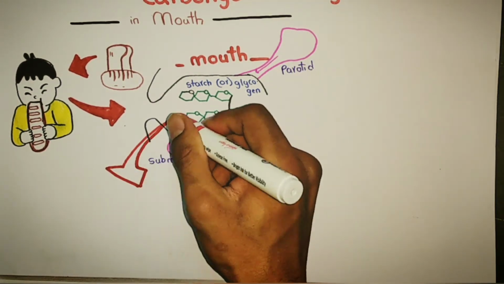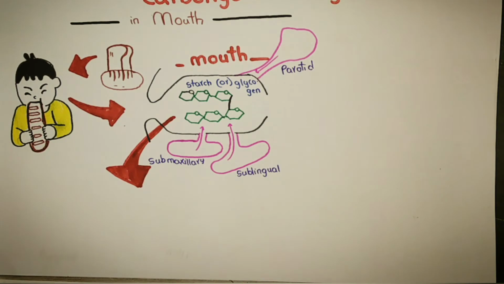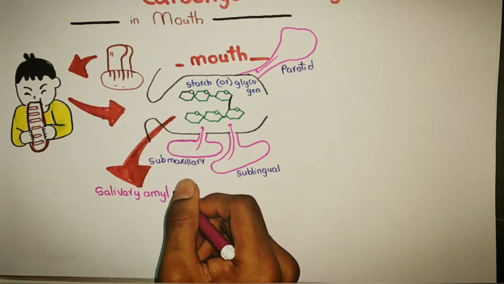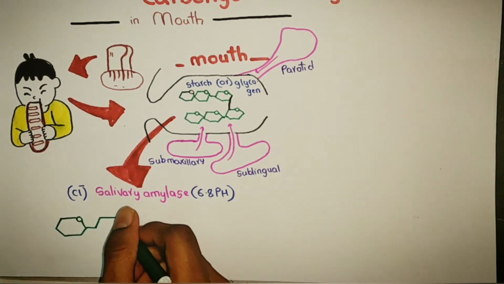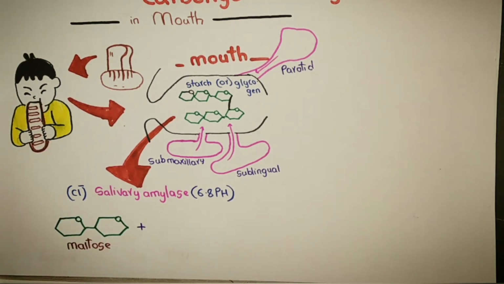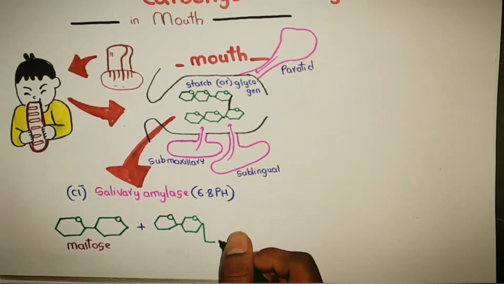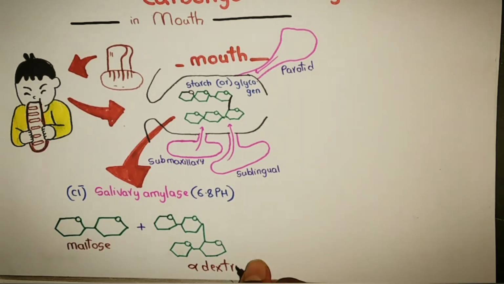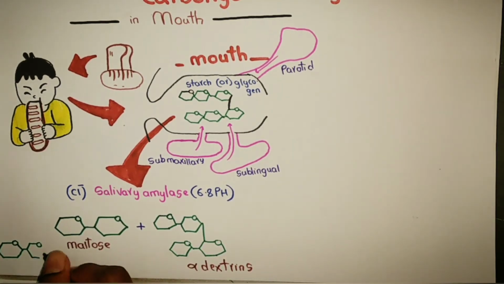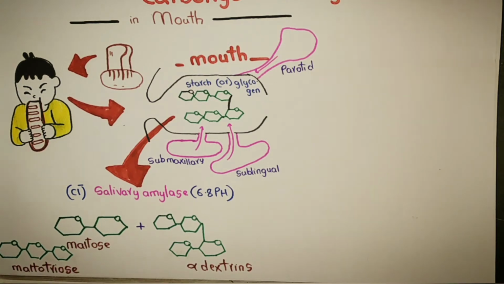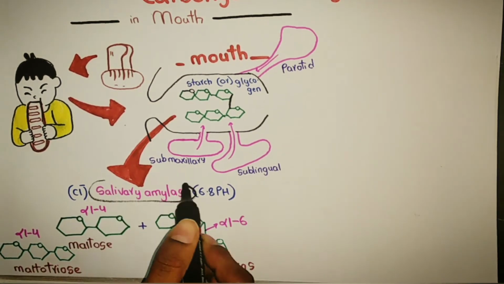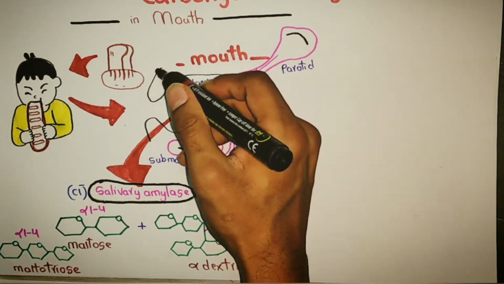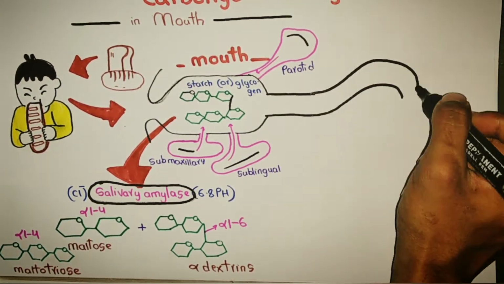Saliva is basically composed of water, electrolytes and mainly the salivary amylase, which works at 6.8 pH, activated by chloride ions, which breaks the starch into the maltose disaccharide, the dextrins and some of the maltotrioses. Maltose and maltotriose contain alpha 1,4 bonds and alpha 1,6 bonds in alpha dextrin. Sugars undergo preliminary digestion steps in the mouth.